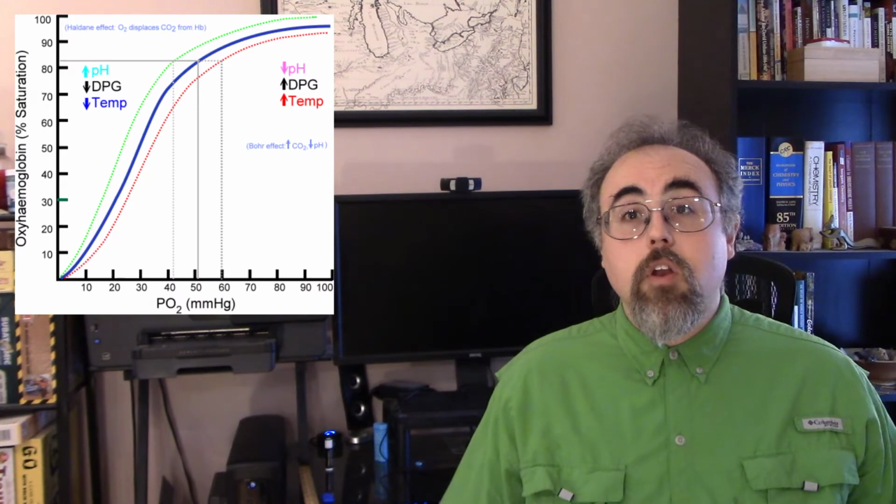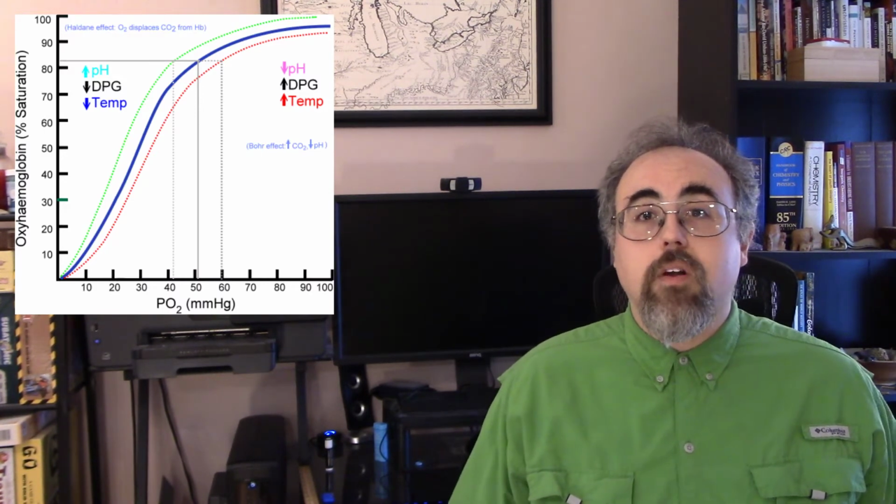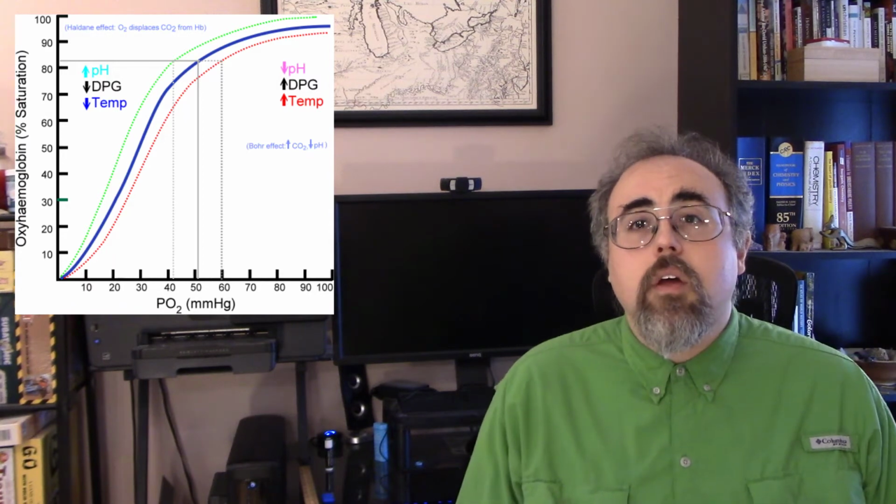Hemoglobin can be made more grabby by emphasizing and stabilizing the relaxed state, or it can be made less grabby and more givey by stabilizing the tight state. When we look at pH, this is one way of controlling it. With lower pHs, hemoglobin is more emphasized towards the tight state and giving up the oxygen.